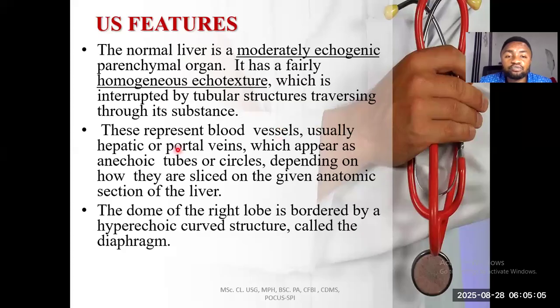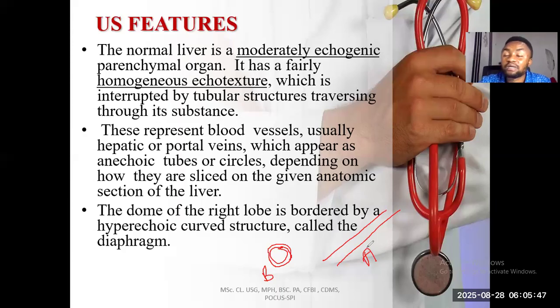These represent blood vessels, usually hepatic and portal veins, which appear as anechoic tubes or circles, depending on how they are sliced on the given anatomic section of the liver. Please, if you see the portal vein like this in the liver, and you see it like this in the liver, there's the wall of it. This is A, this is B. Which one is transverse and which one is longitudinal?